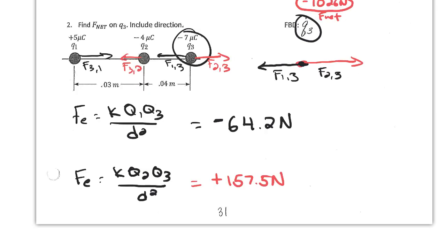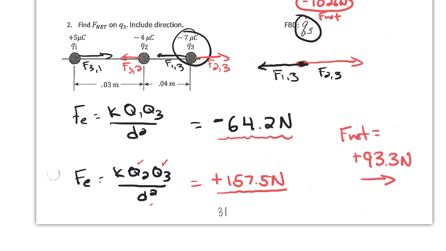Let's check in on how you did. When you plugged in your Ks, your Qs, and your distance, did you carefully get 64.2 newtons, but to the left? And when you plugged in your K, your Q2, your Q3, and your distance, did you get a positive 157? Now all we have to do to find the net force is combine those. So negative 64.2 plus 157 gives a net force of 93.3 newtons, and it came out positive.